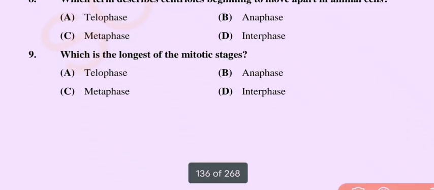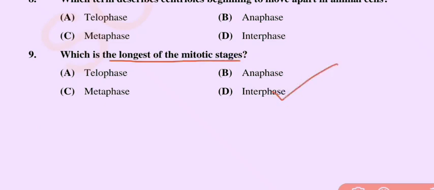Question number 9. Which is the longest of the mitotic stages? Option A telophase, option B anaphase, option C metaphase, option D interphase. So the correct option is option D, interphase.